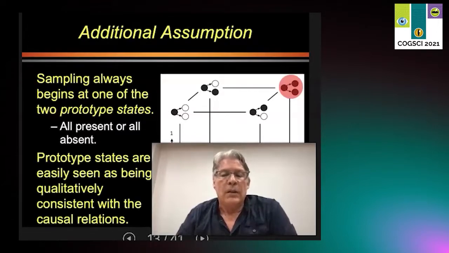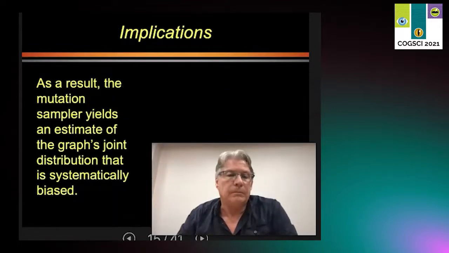We believe that these are reasonable states at which to start sampling because they are easily seen as being qualitatively consistent with the graph's causal relations, at least when the relations are generative. That is, ignoring quantitative details of the graph, such as the strength of the causal relations, or even the direction of the causal links, a reasoner can assume that the prototypes are high probability states and thus good places to start sampling. In fact, in our paper we show that initiating sampling at the prototypes often results in faster convergence to the true joint distribution.